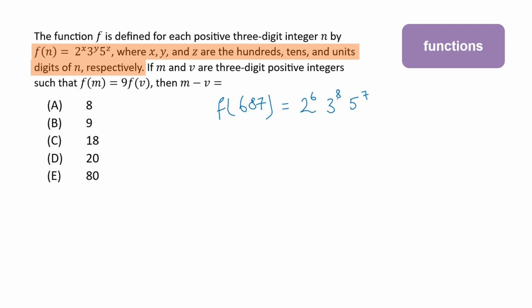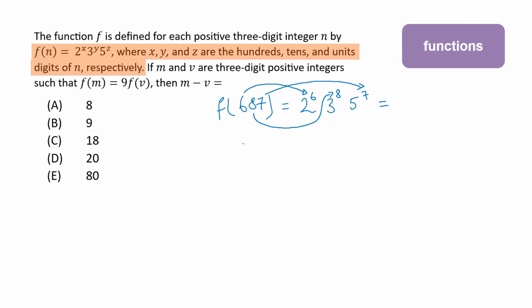Okay, so I can see what happens here. The hundreds digit, that's 6, becomes the 2 power, and then the 8, that's the tens digit, becomes the 3 power, and finally the 7, that's the units digit, becomes the 5 power. Okay, but that was pretty horrible, and I don't want to have to work out that big number. So let's pick an easier one.